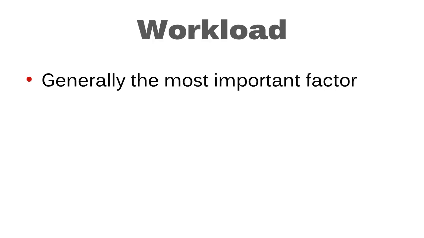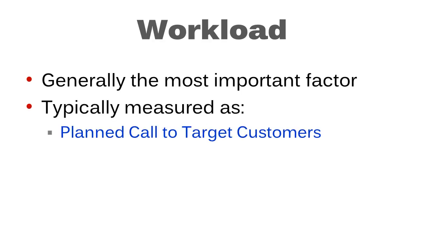So the first factor that you need to include is a factor that accounts for the workload. Now, this is generally the most important factor in any alignment index calculation. Typically, it's measured as the planned calls to target customers. And why it's the most important is because really you want to give about the same amount of physical work to each sales rep in the sales force.